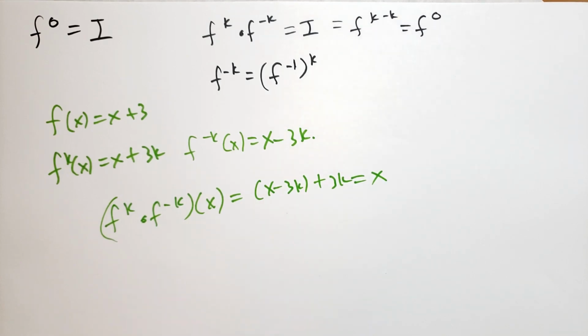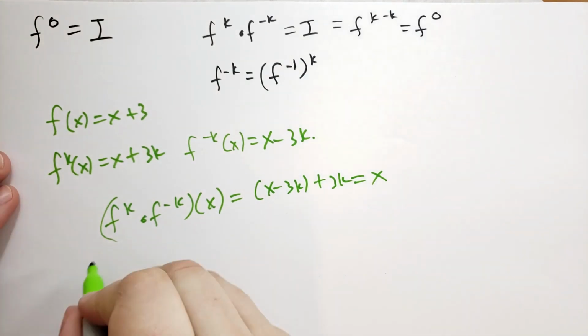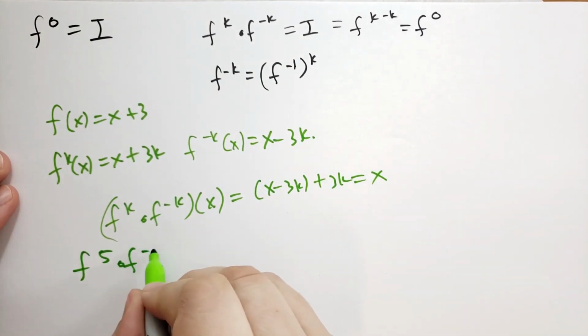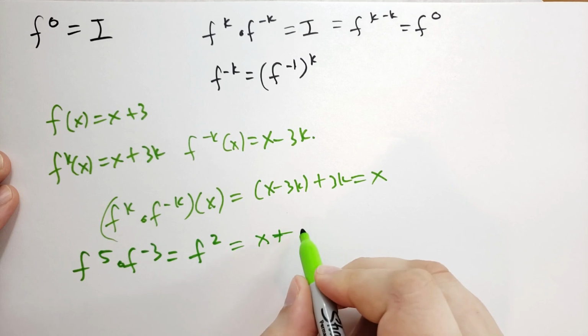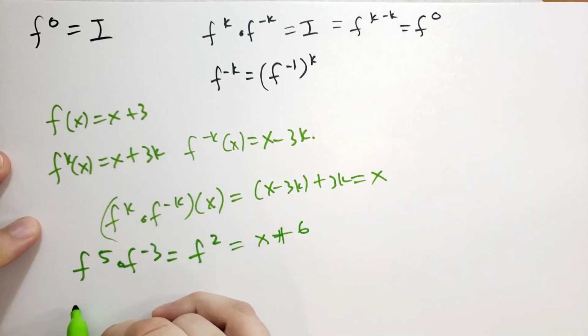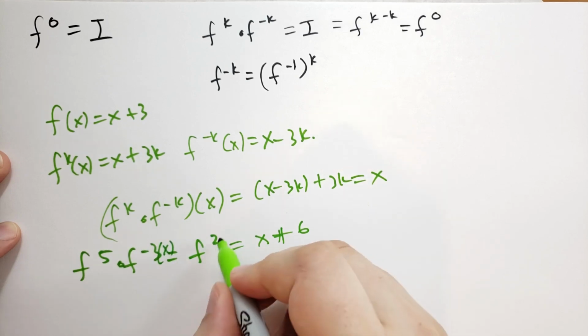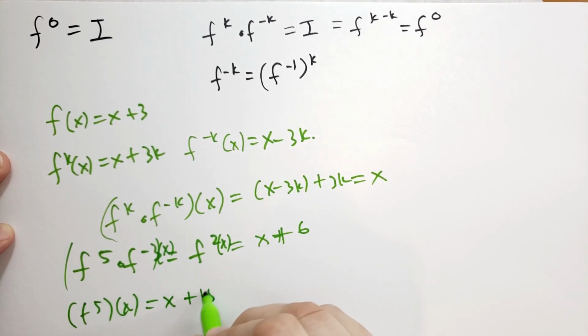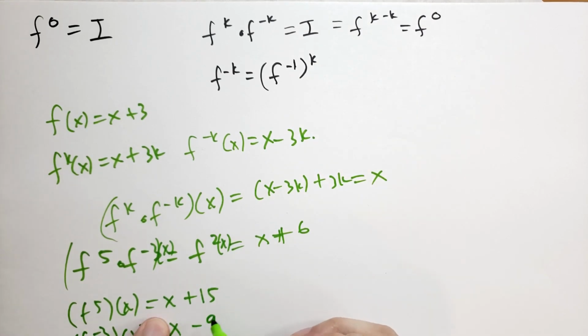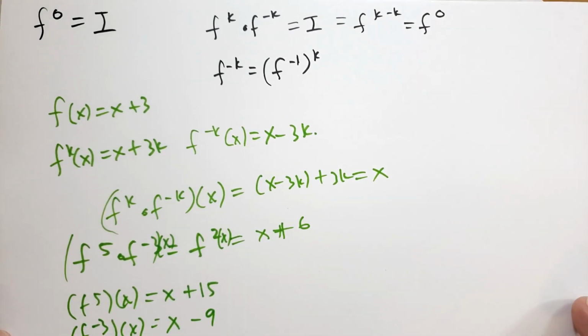Inserting special numbers in the above formula, we can say f to the 5 applied to f to the minus 3 is the same as f squared, which should be x plus 6, right? Well, f to the 5 of x is x plus 15, and f to the minus 3 of x is x minus 9. When we put this one into there, we get 15 minus 9, and that indeed gives us 6. So everything works the way it's supposed to.